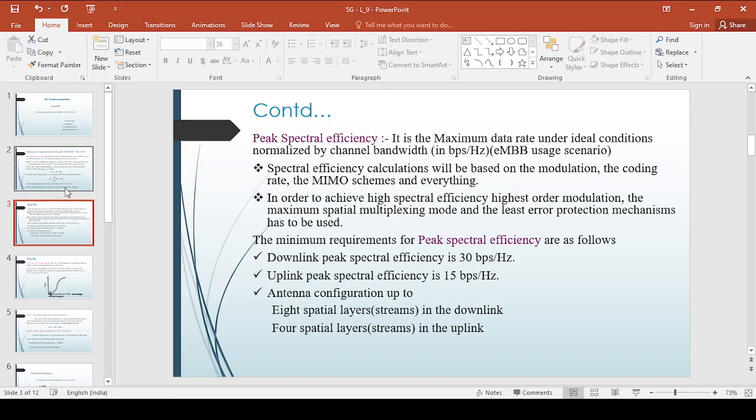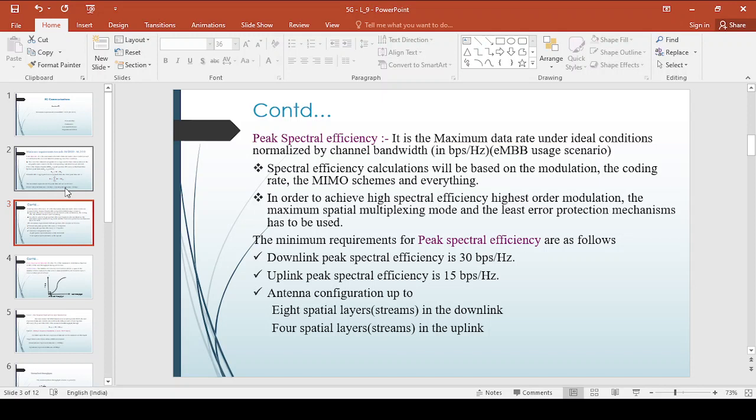Now the antenna configuration that is required is up to 8 spatial layers, nothing but 8 streams in the downlink and 4 streams in the uplink. The antenna configuration that we can go up to is 8 streams in the downlink and 4 streams in the uplink, right? Now what is the peak spectral efficiency?